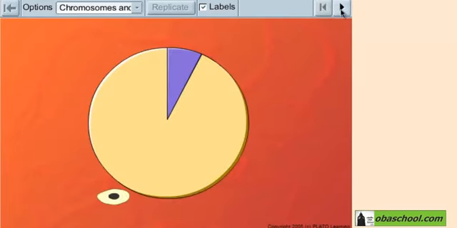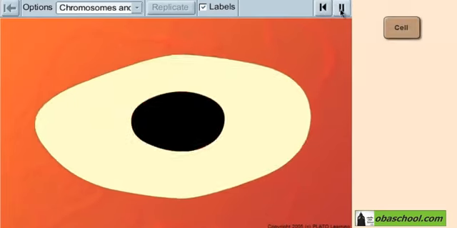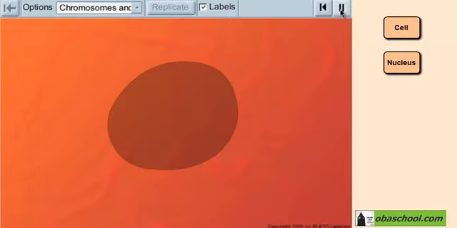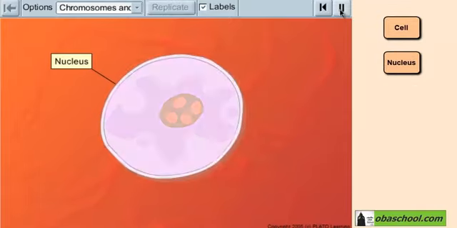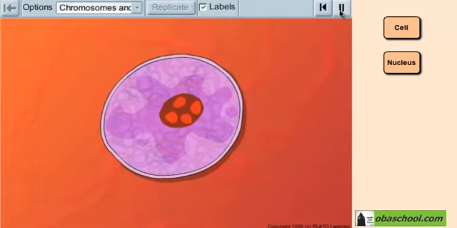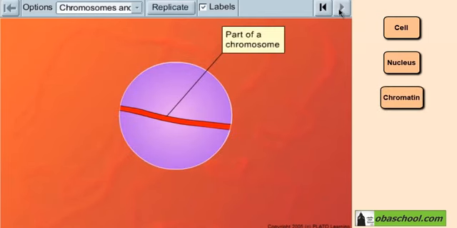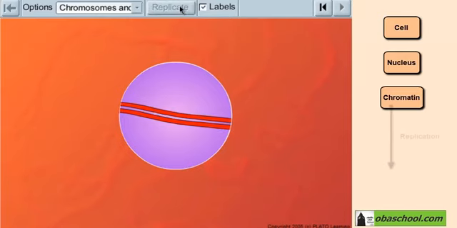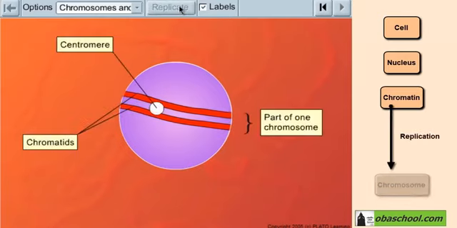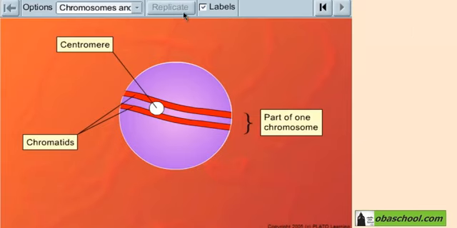So to repeat this, again, we look at the nucleus because it is where the genetic material is located, inside of the nucleus. So this is all chromatin. Chromatin will replicate to make the chromosome, which is made up of two sister chromatids that are joined at the centromere. So this is basically the general structure of the chromosome.